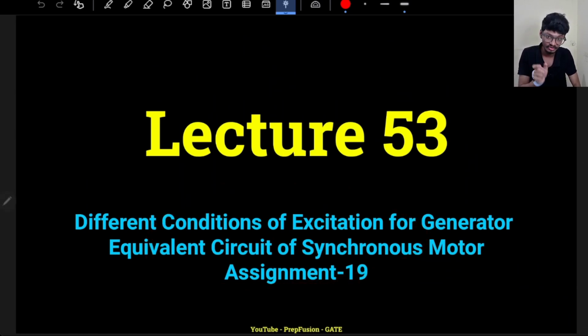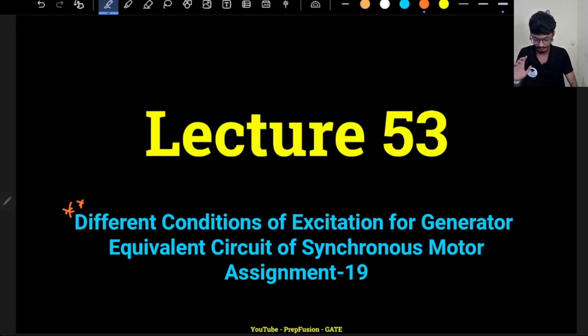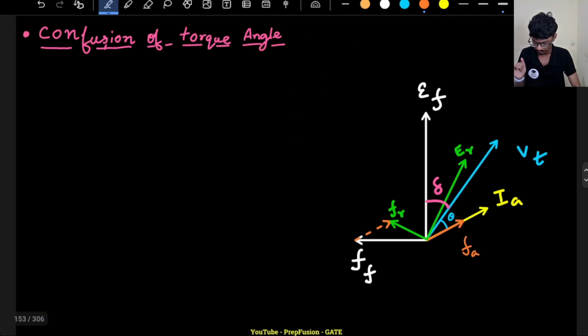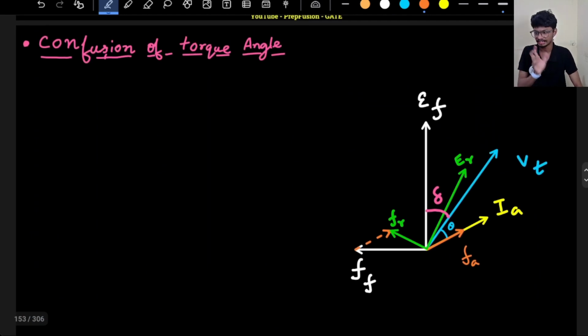So today we will discuss the remaining topics. We will discuss the different conditions of excitation, basically the V curve and inverted V curve, which is very important. Also we will discuss the equivalent circuit of a synchronous motor and we will do the questions of assignments. Before starting this, I just wanted to clarify a confusion about the torque angle.